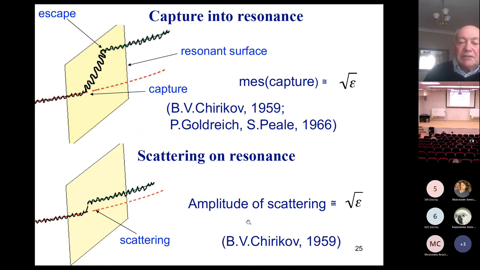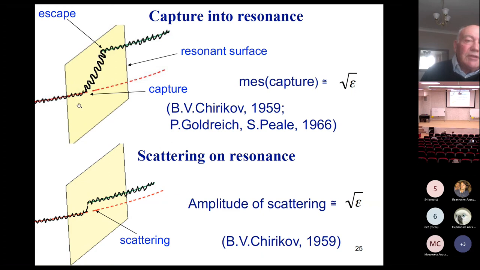The scattering into resonance was again described by Chirikov. It consists of the following. We oscillate near the average trajectory. When we arrive at the resonance surface, there is a small jump to another trajectory of the average system. And this is for the majority of initial conditions. But the amplitude of scattering is small, of order square root of epsilon. Again, this amplitude is very sensitive to initial conditions, so it's reasonable to consider this scattering as a random value.